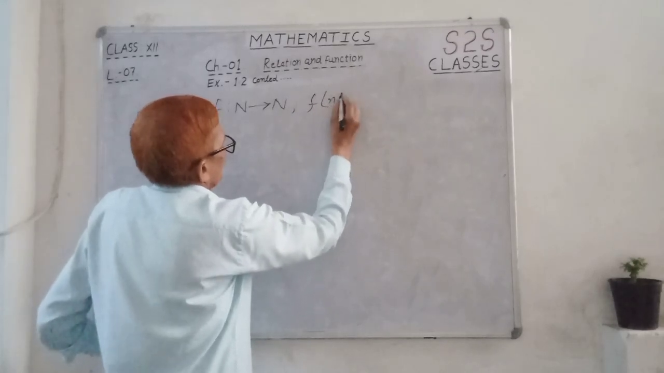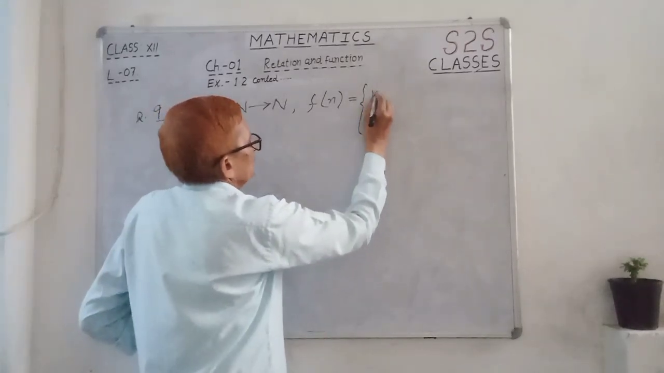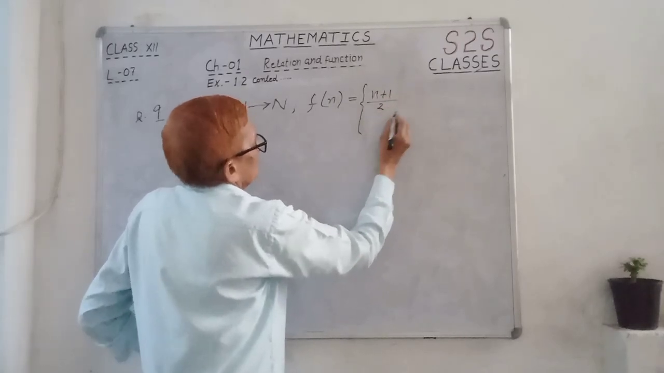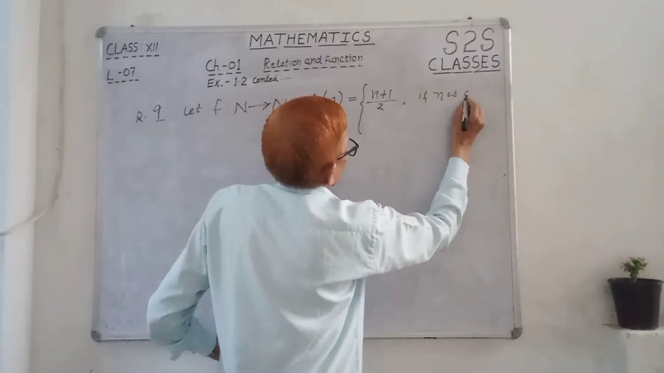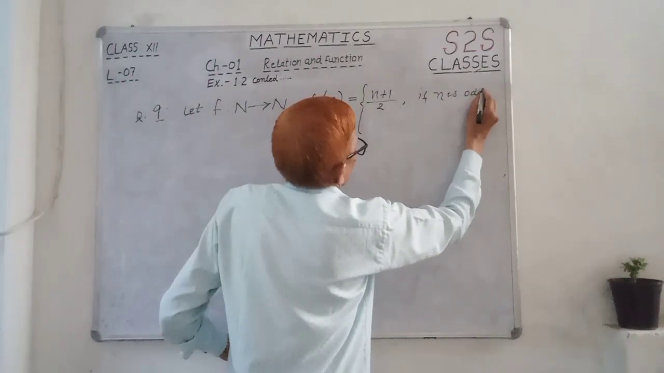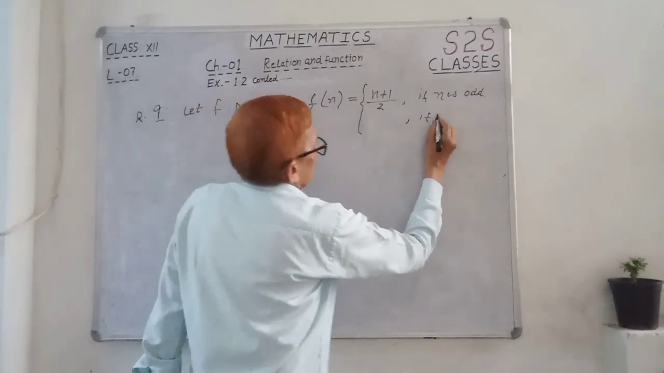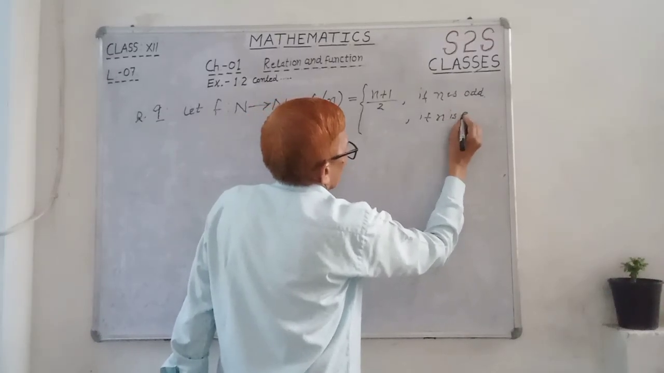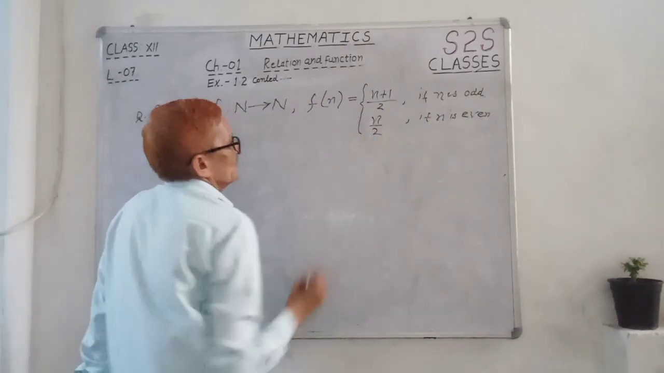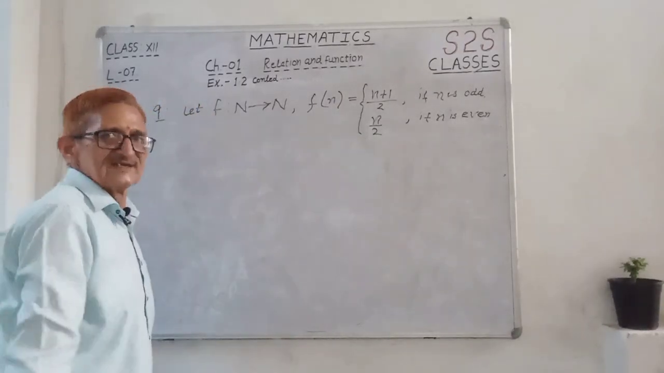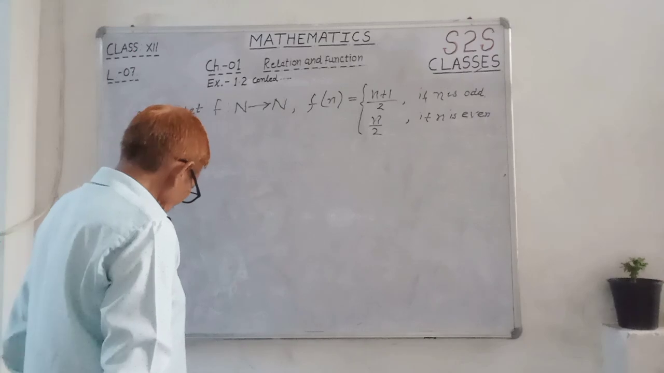f(n) is equal to (n plus 1) by 2 if n is an odd natural number, and n by 2 if n is even. According to this definition, the function gives this output on odd inputs and on even inputs. Then prove whether it is a bijective function or not.